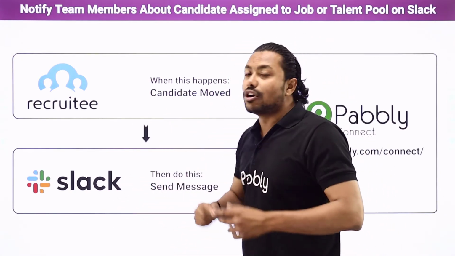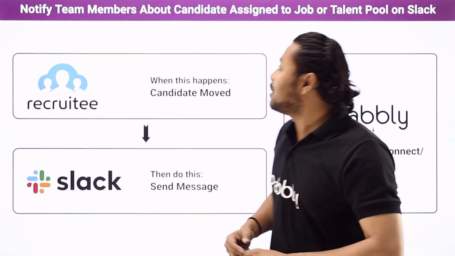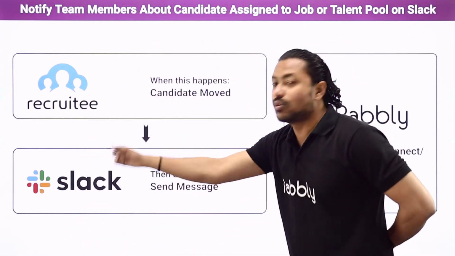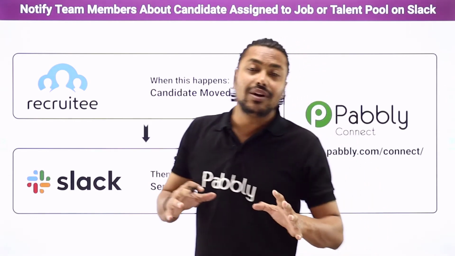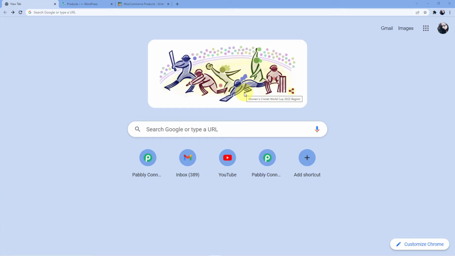Now to do this automation, we are going to use an integration and automation service, Pabbly Connect, which will help us connect Recruitee and Slack together. If you want to learn how to do this automation, you have to come with me to the screen. And we are now on our screen.